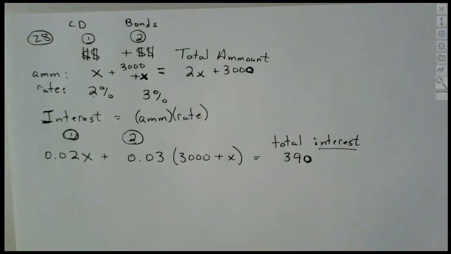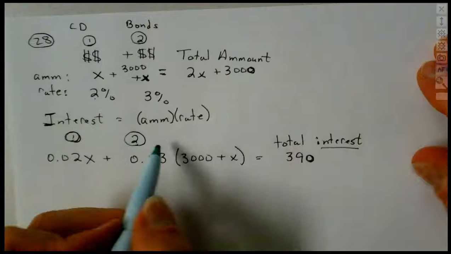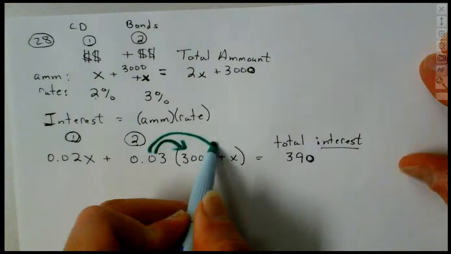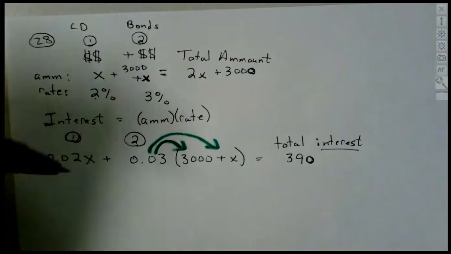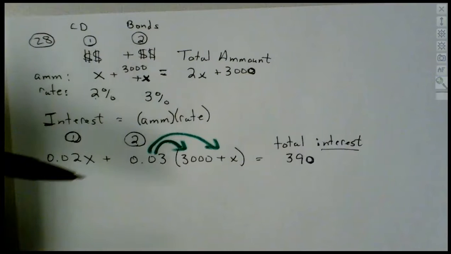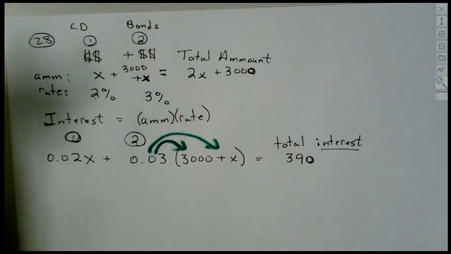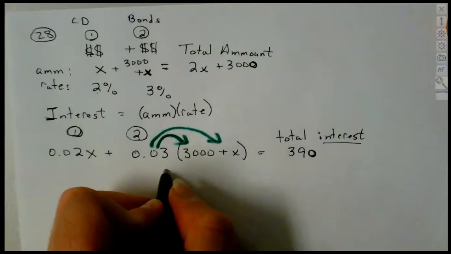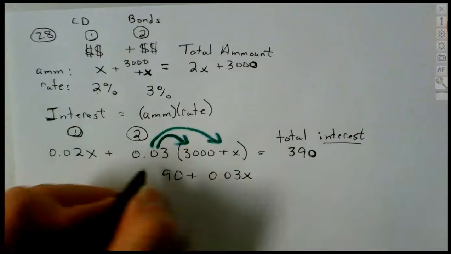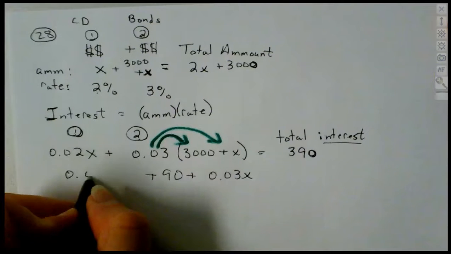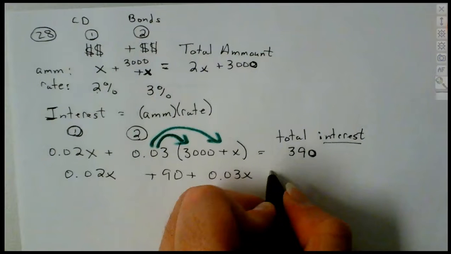Now we've got our equation. Now we can go through and find out our answers. So distribute that 0.03 through. That should be 90, I believe. So let's double check and see what we've got. We've got 3,000 times 0.03. That gives you the 90 here. Plus 0.03x. And don't forget about the 0.02x in front.